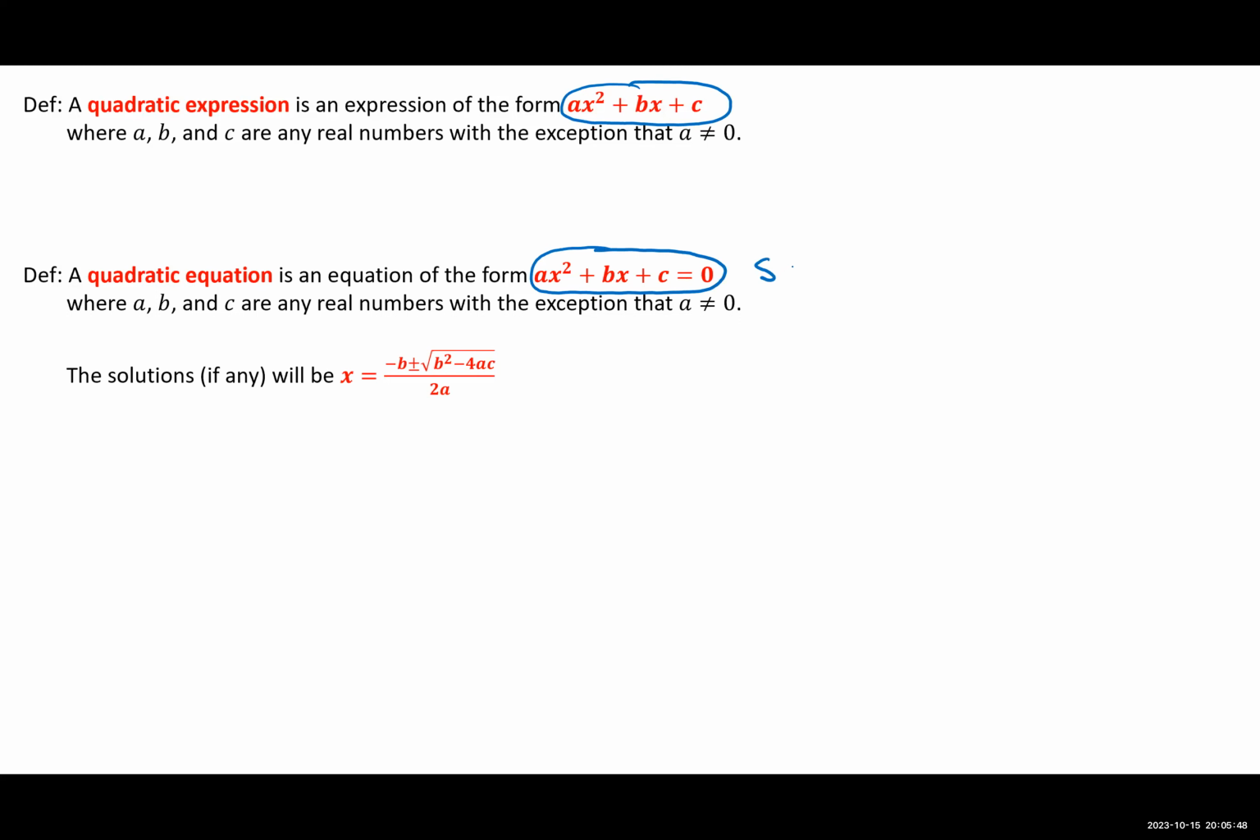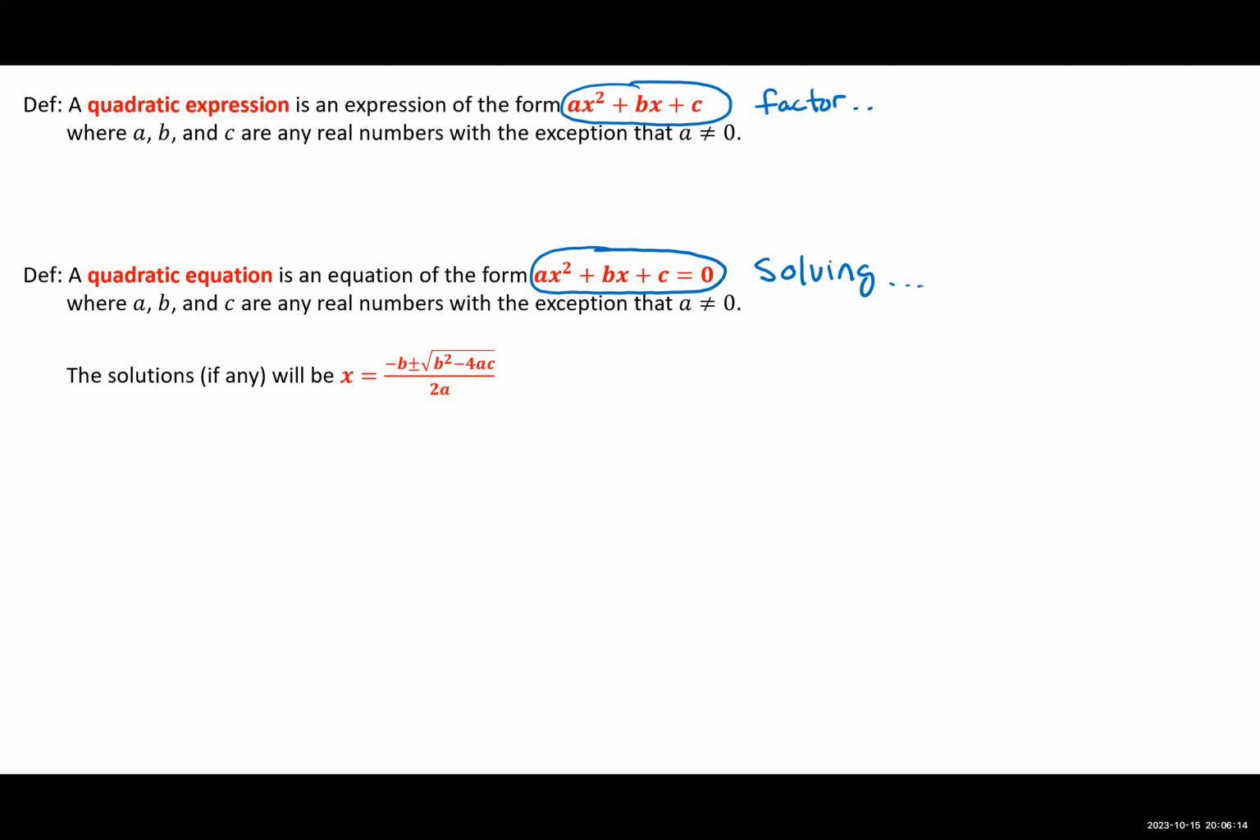Now we can start talking about solving, right? You can't solve an expression. We talked about, let's see, we could factor. Yeah, that's one thing we could do. A couple other things. Solving is one thing we could do with an equation that we can't do with an expression.